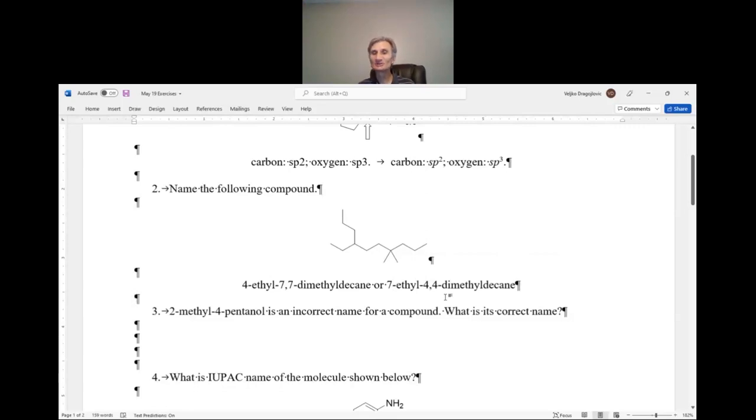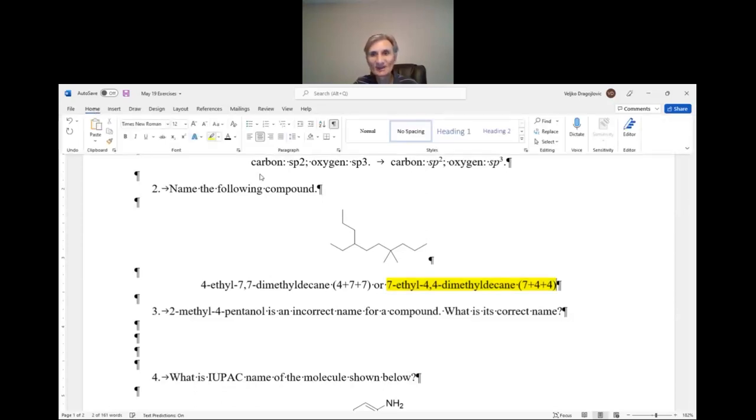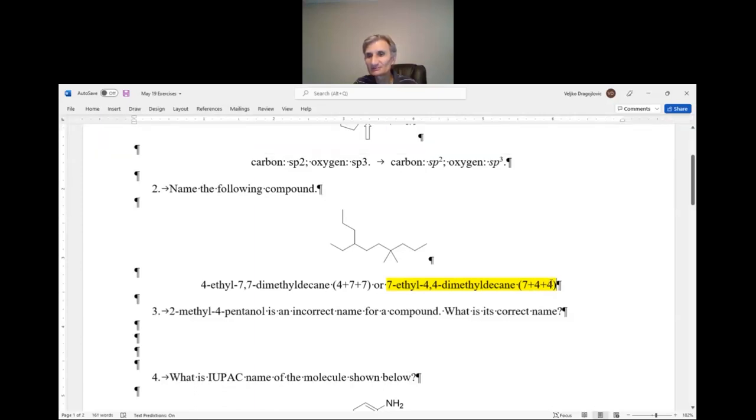So which one is the smaller set of numbers? To figure out the smallest set of numbers, you add them up. So 4 plus 7 plus 7, and this would be 18 in this case. In the other case, it would be 7 plus 4 plus 4, or a total of 15. 15 is the smaller set of numbers, and that means that's correct. So that's the only one that would give you 10 points.